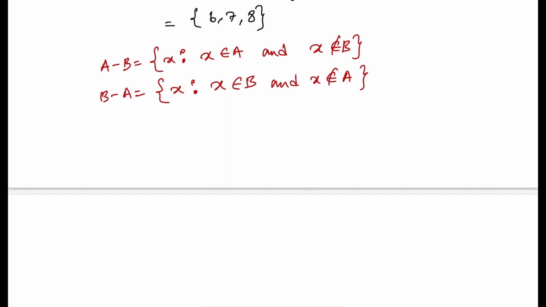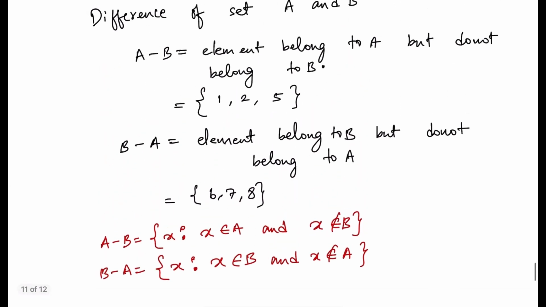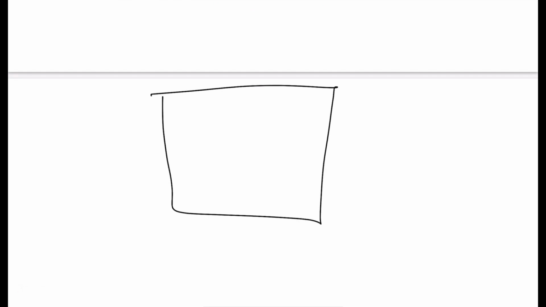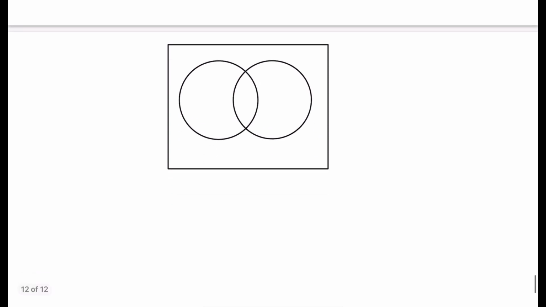Next, I have to point out an important note for three things. Before that, I forgot to draw the Venn diagram. Okay, just a minute. Set A, set B.